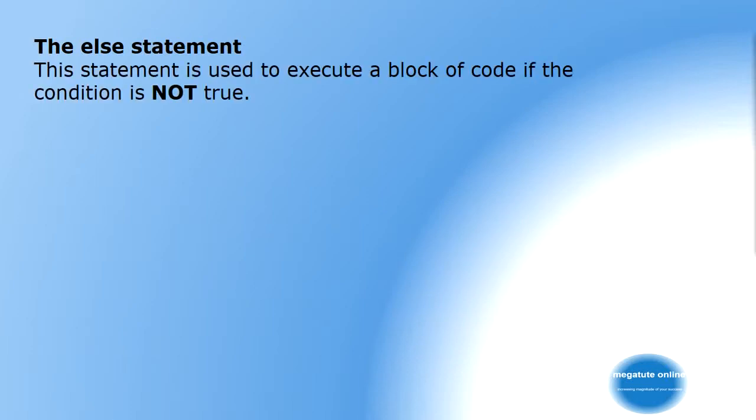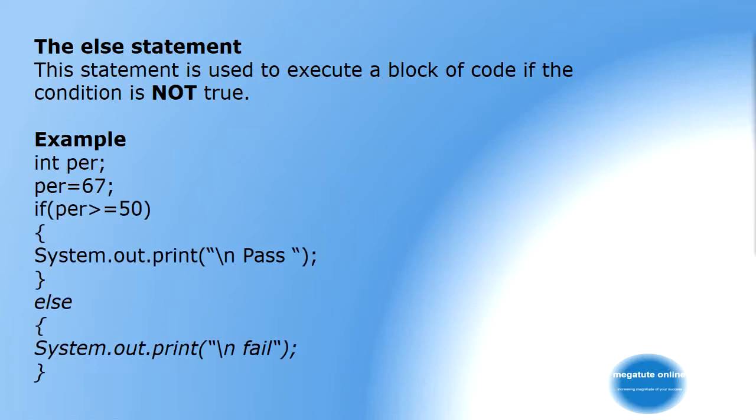Now the else statement. This statement is used to execute a block of code if the condition is not true. So this is kind of the otherwise case of the if statement. All right. Let's see with an example. The same example we'll continue with. We have taken percentage, stored 67 into the percentage, and we have checked if the percentage happens to be more than 50, the student is passing.